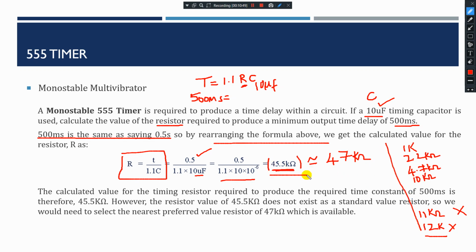So according to this circuit, 45.5 kilo ohm is not available in the market. So we are choosing a 47 kilo ohm, which is approximate. And your output time will vary according to your calculations. So instead of 500 milliseconds, it will be a little bit greater than 500 milliseconds, around 517 milliseconds. So that is your monostable, how your output time can be calculated, how R can be calculated, how C can be calculated. Okay, hope you have understood this concept.